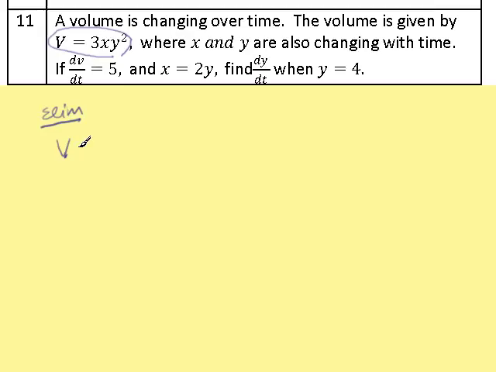We want to eliminate one variable in the equation V equals 3xy squared. It's best to eliminate x because we want to find dy/dt. So we want y to stay in our equation, so let's eliminate x. x is equal to 2y, so right here we're going to replace x with 2y. So we have the volume is equal to 3 times 2y times y squared, which is 6y cubed.